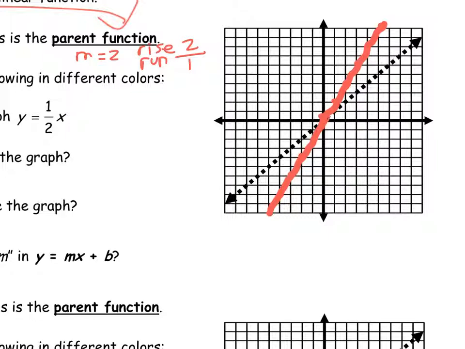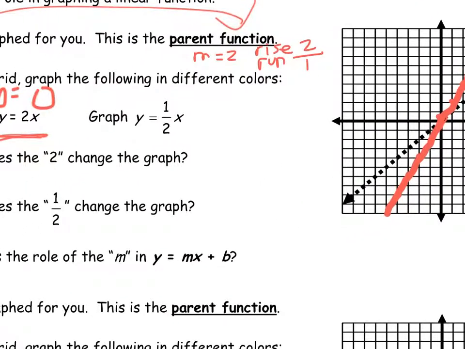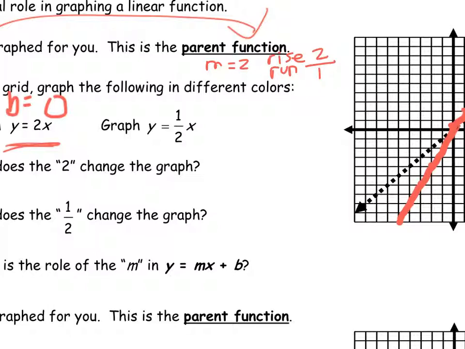Now let's look at the second graph that we're being asked to do. It's y equals 1/2 x. So first thing I'm going to do is just figure out my m and my b. My m on this thing equals 1/2, which is already written for us in rise over run. And my b, again, I don't have a b over here, so it's 0. So let's go and graph that.